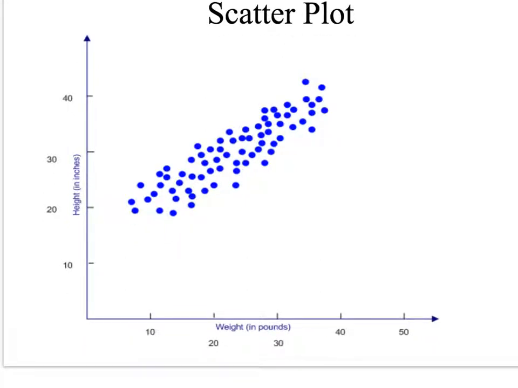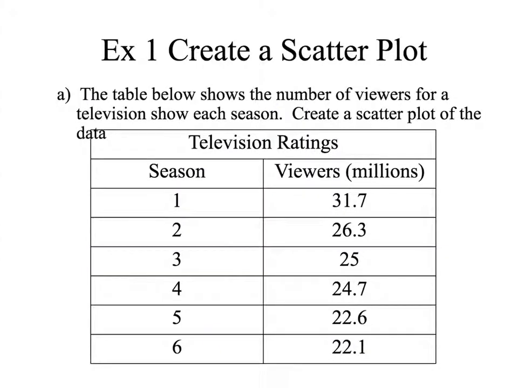Scatter plots are going to have a whole bunch of dots, hence why they're called scatter plots, representing all of your data points. The more data points you have, the better you're going to be able to see a pattern. They always have an X and a Y axis label telling you the two things that you're comparing. Scatter plot.